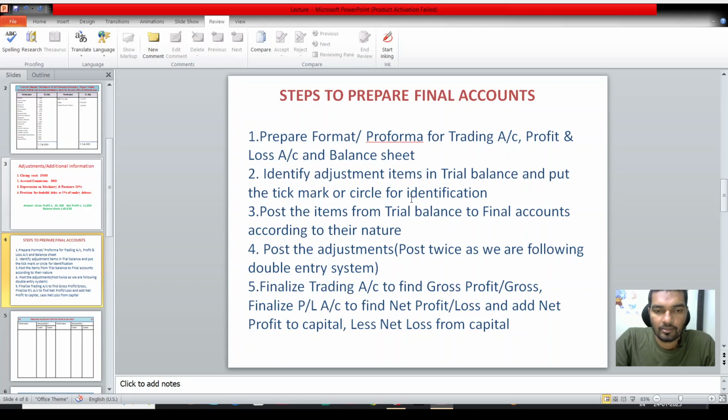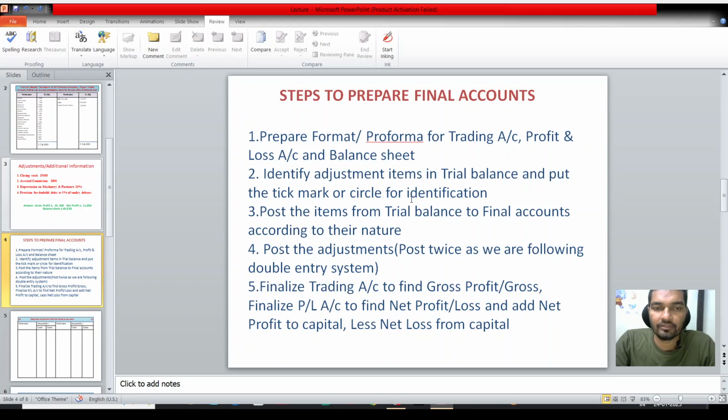Fourth step, post the adjustment, and here every adjustment will be recorded 2 times because we are following the double entry system of accounting. And final step is finalize the trading account to find out gross profit or gross loss, and finalize the profit and loss account to find out the net profit or net loss, and add net profit to the capital less net loss from the capital. If any drawings are there, we should always subtract drawings from the capital.